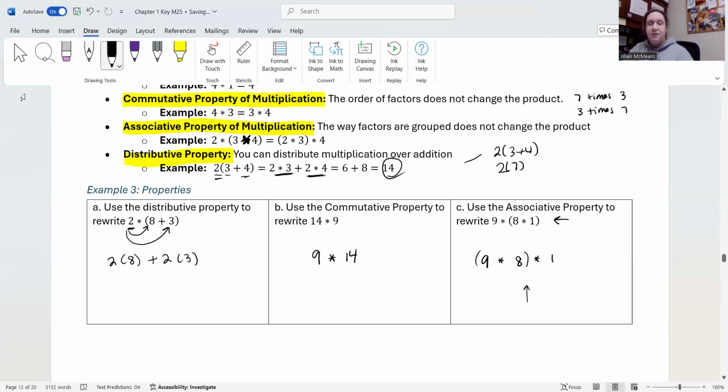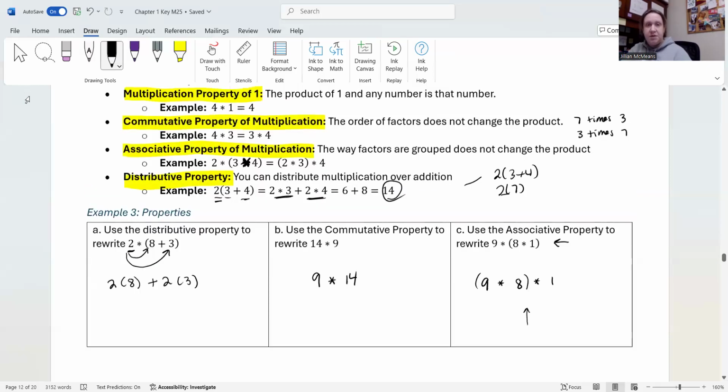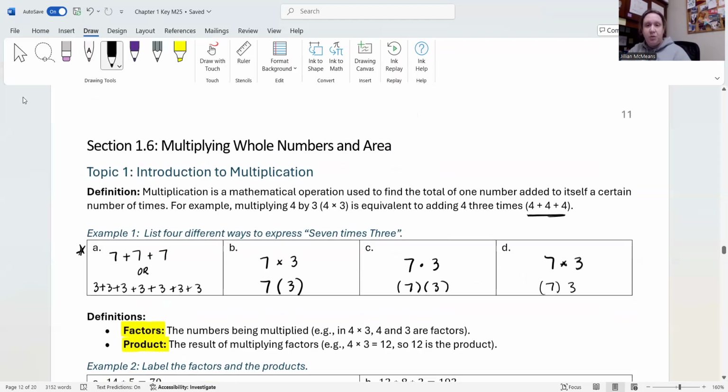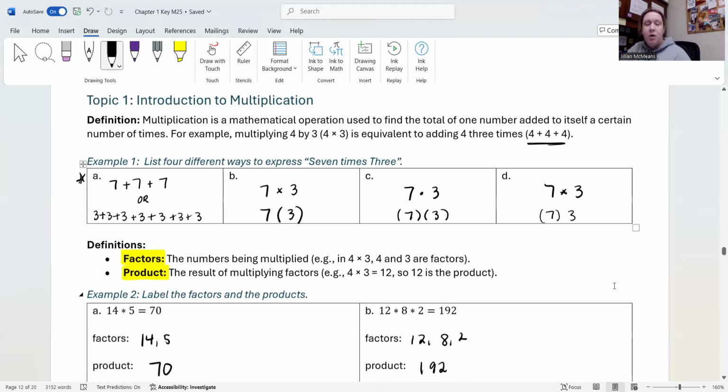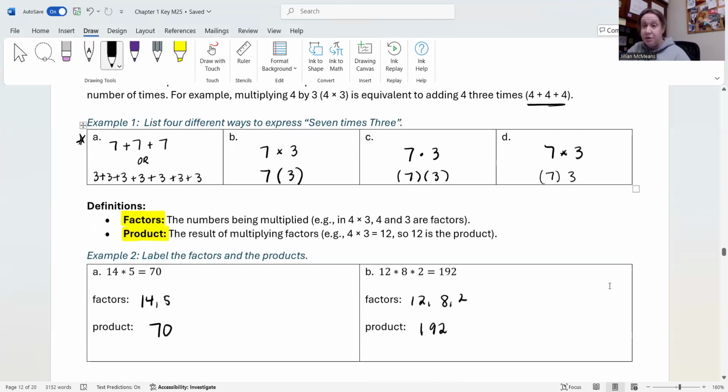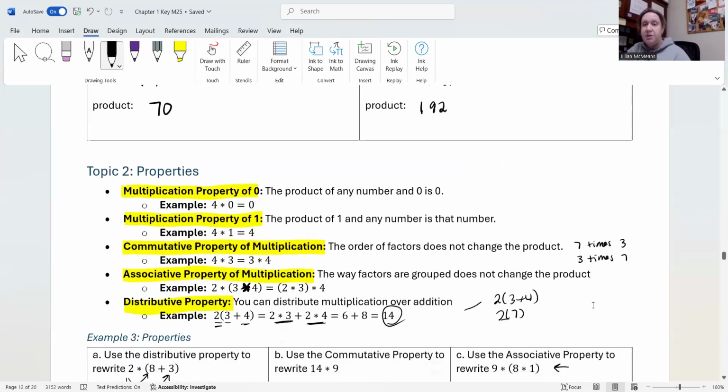Okay, so we've covered a lot, even though there wasn't a ton of time spent in this. Remember, multiplication is just a shorthand way of dealing with repeated addition. There are loads of ways that you could write 7 times 3. Okay, we also have factors and products. Factors are the numbers that are being multiplied. Product is the result. So we've practiced factors and products here. We looked at our properties. We have the multiplication property of 0 and 1. We know these things to be true. They're just facts that we kind of know about multiplication. We're just naming them now.